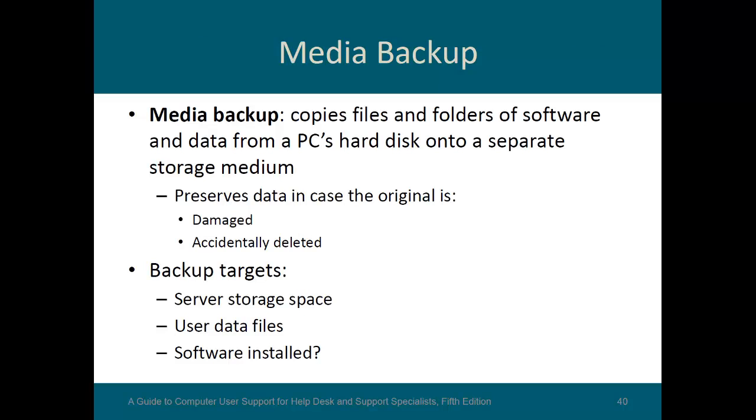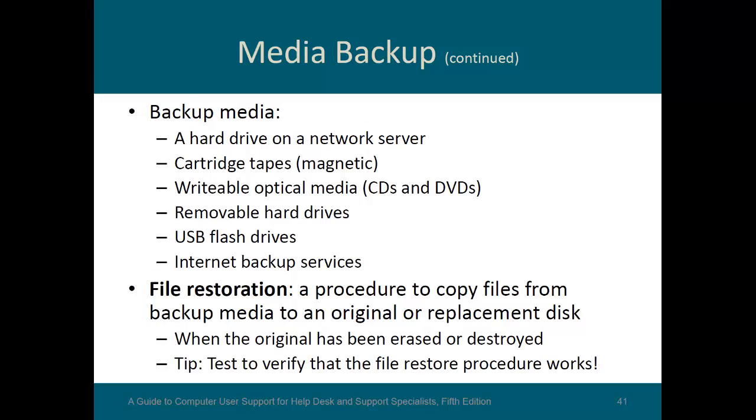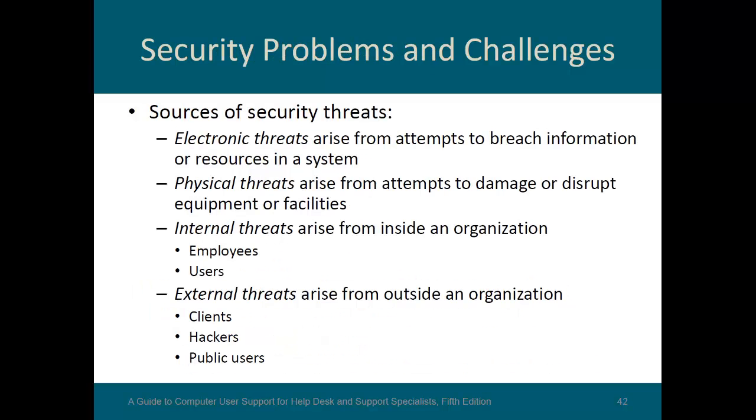Media backup copies files and folders of software and data from a PC's hard disk onto a separate storage medium. That could be on tape, which is becoming less popular, or hard drive or DVD. So there's lots of different ways. You can also have it off-site. You want to rotate that media. A hard drive on a network server, like I mentioned, tapes, CD, DVDs, etc. And of course you want to test the file restoration to make sure it works. A lot of times we see people think they're backing things up and they are actually not.